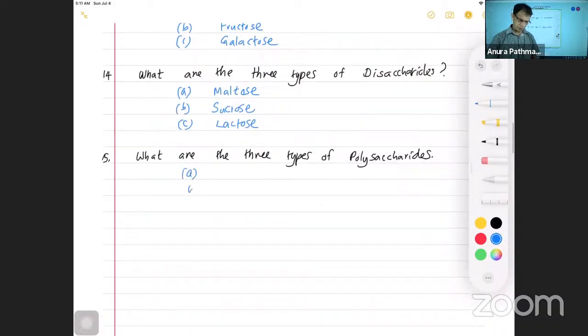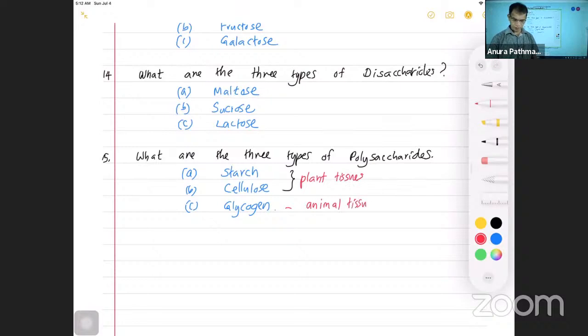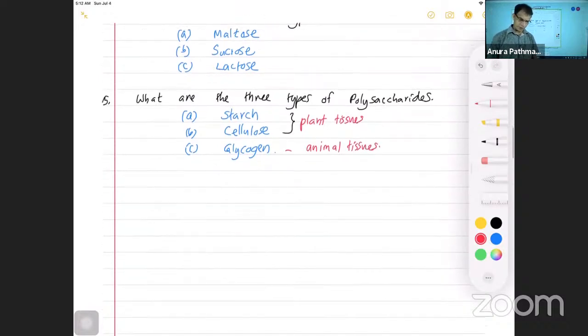Starch, cellulose, and glycogen. Only these 2 are available in plant tissues, and this one is in animal tissues. Okay, plant tissues and animal tissues.